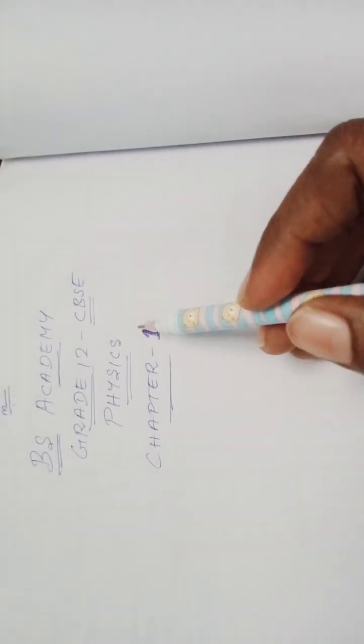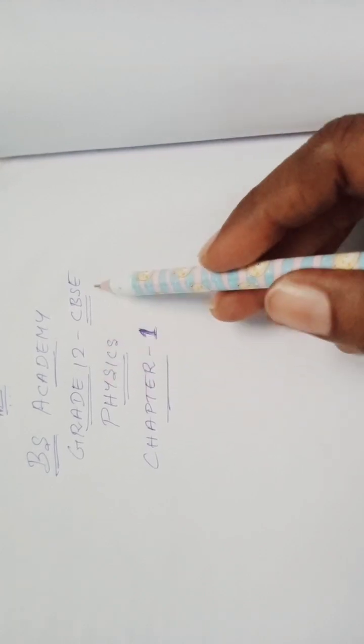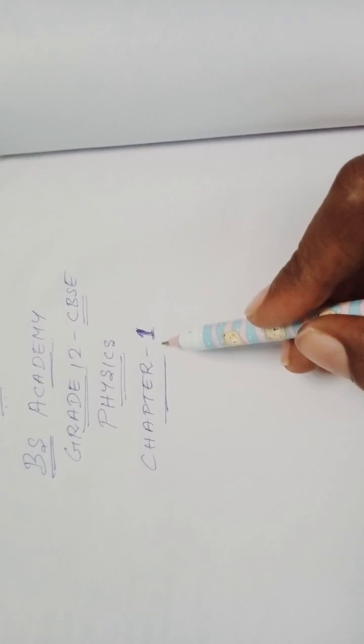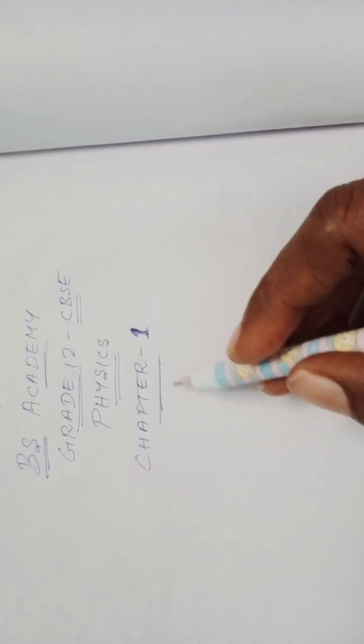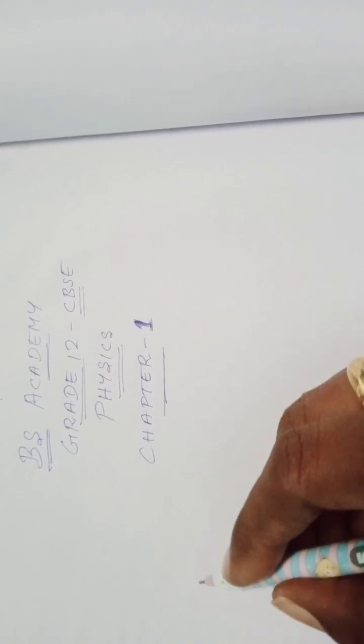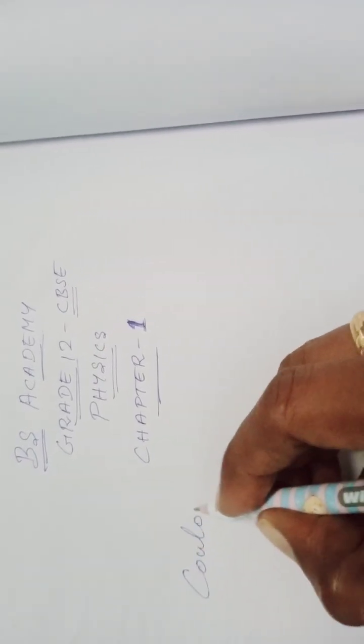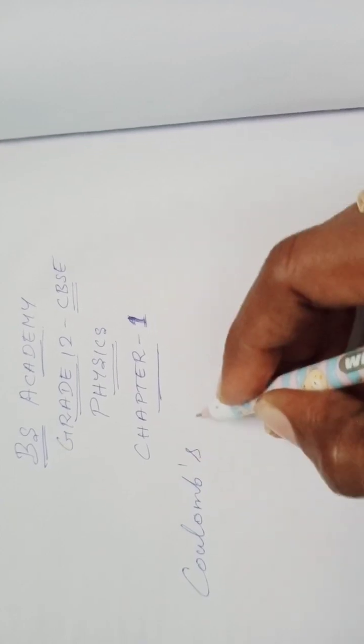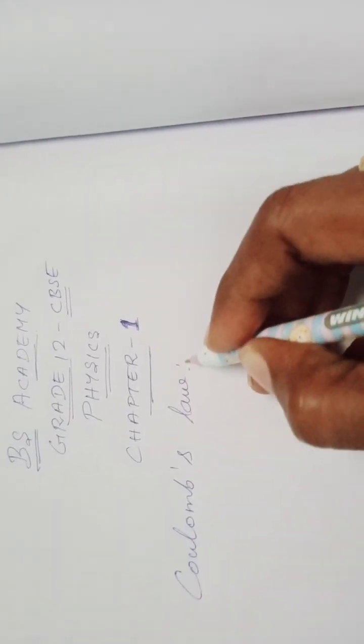We are going to discuss the grade 12 CBSE physics syllabus. First we are going to start with chapter 1. In this chapter 1, one of the most important topics for your board exam is Coulomb's law. Okay, come, let us see what is Coulomb's law.